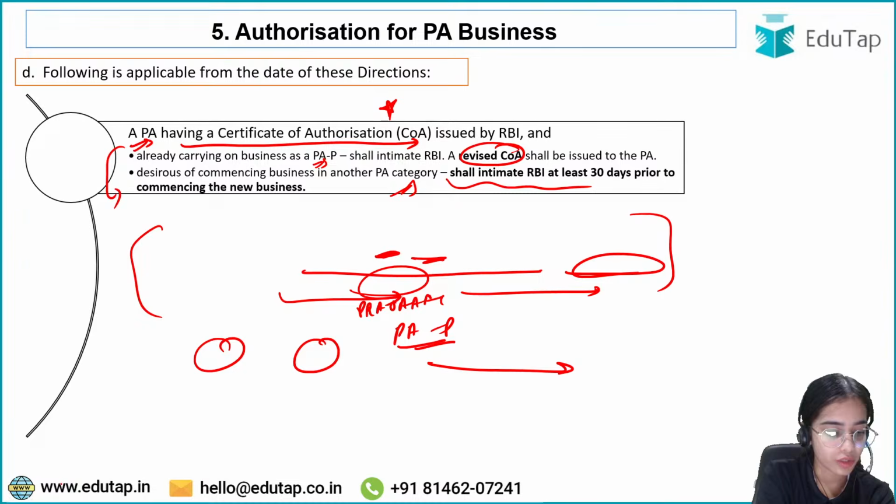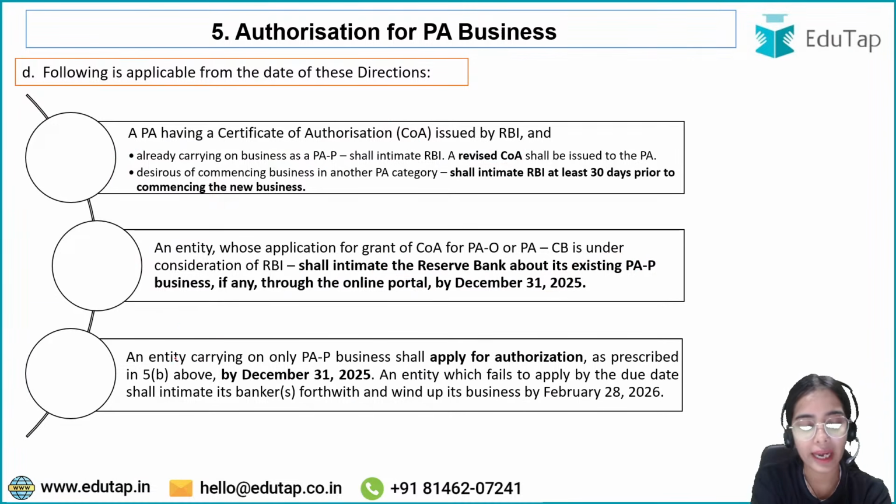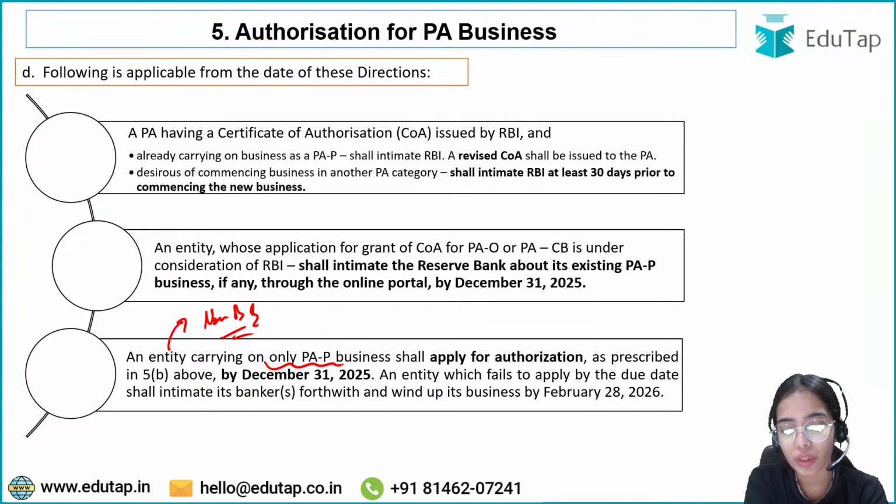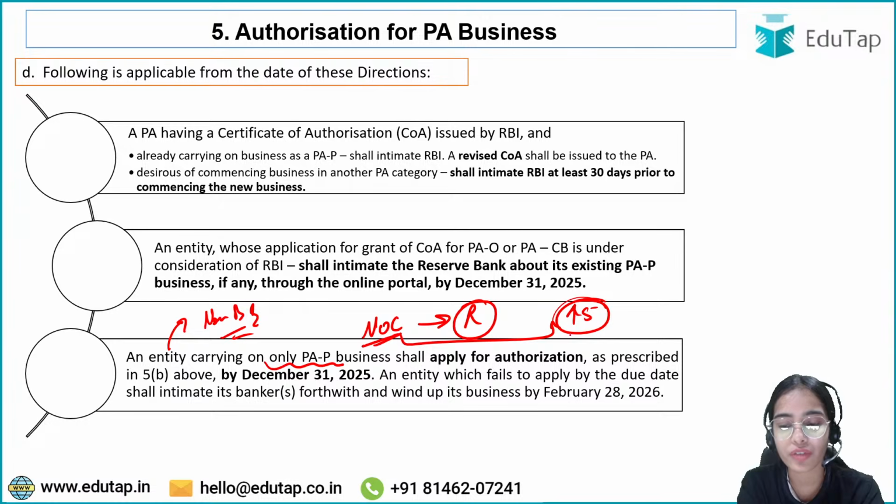Okay. So basically, it is written that a non-bank entity carrying on only payment aggregator physical business needs to have the NOC from their own regulator. Okay, from their own regulator. And after getting the NOC, they have to fulfill the criteria that within 45 days they need to have the certificate of authorization.